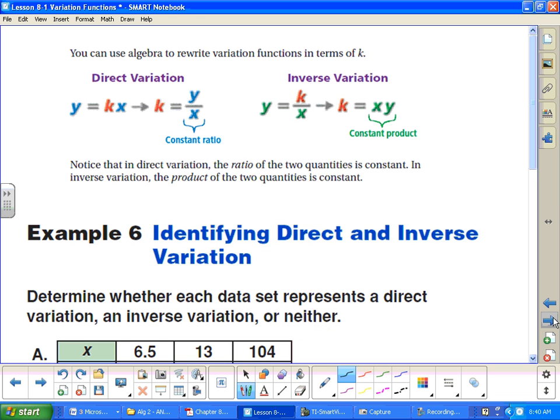All right, so we can use algebra to rewrite variation functions in terms of k. We talked about this as we were going through, so let's look at it a little bit further. We have direct variation, y equals k times x, which means that k is equal to y over x. Or inverse variation, y equals k over x, so k equals x times y. So for direct variation we have a constant ratio, and for inverse variation we have a constant product.